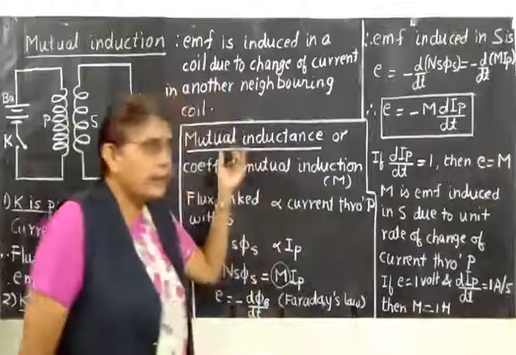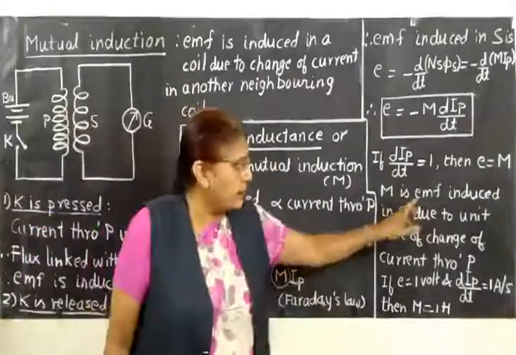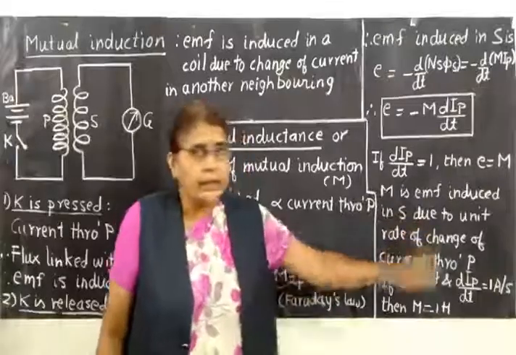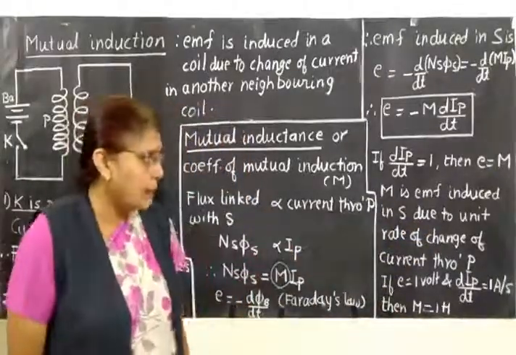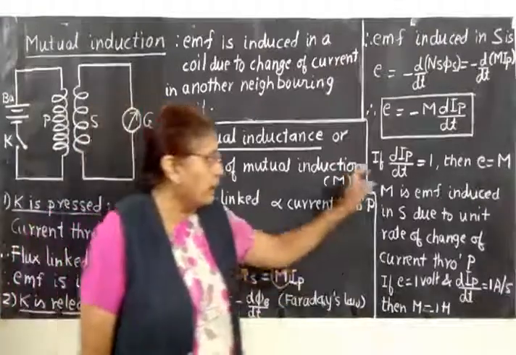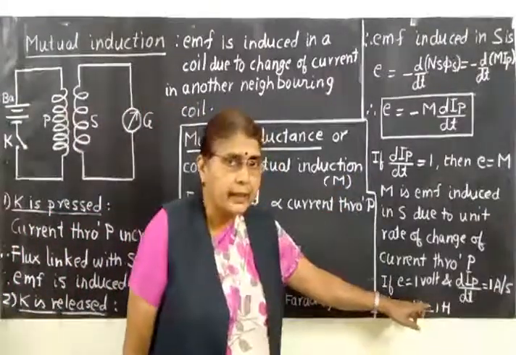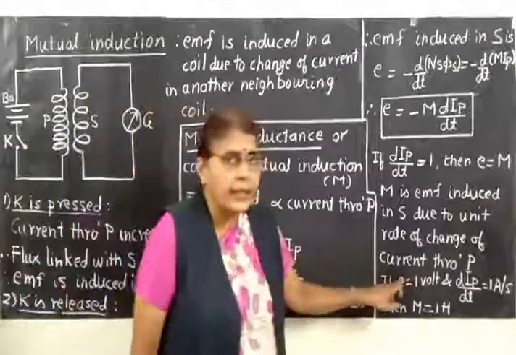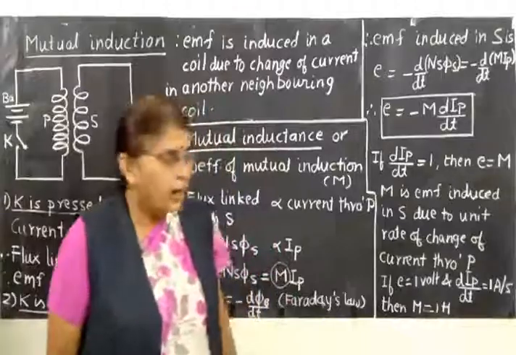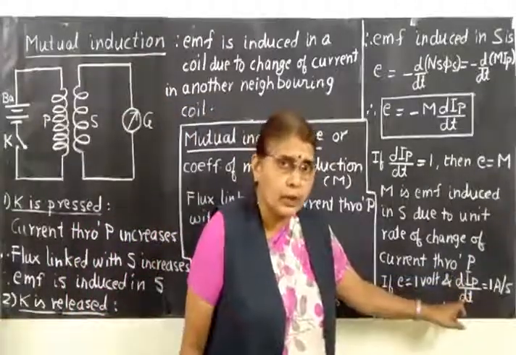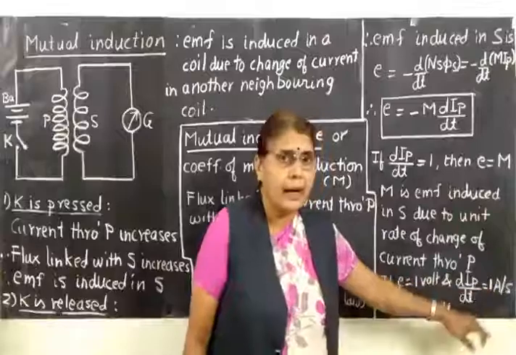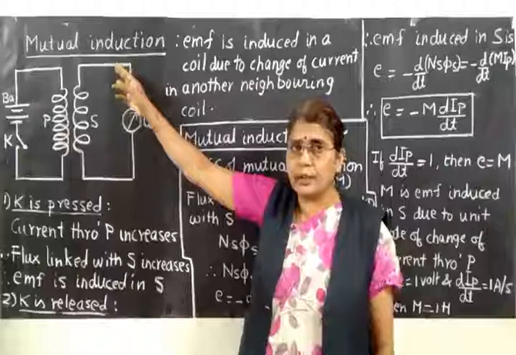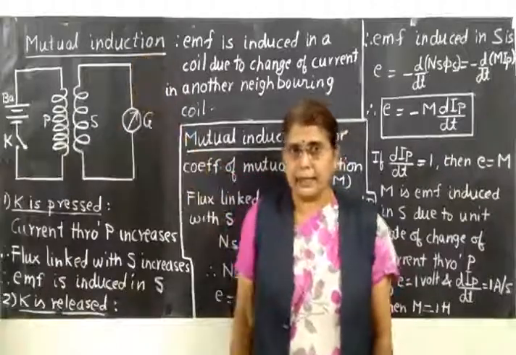What is mutual inductance? Mutual inductance is the EMF induced in the secondary coil due to unit rate of change of current through the primary coil. And when is the mutual inductance said to be 1 Henry? Mutual inductance is said to be 1 Henry if 1 volt of EMF is induced in the secondary coil when the rate of change of current through the primary coil is 1 ampere per second. So these are the 3 points which we have considered for the phenomenon of mutual induction.